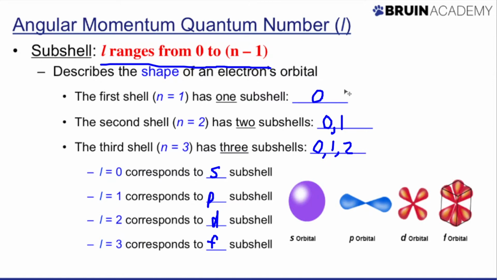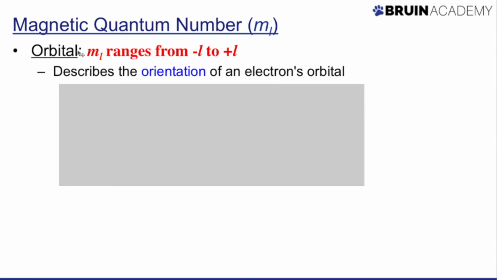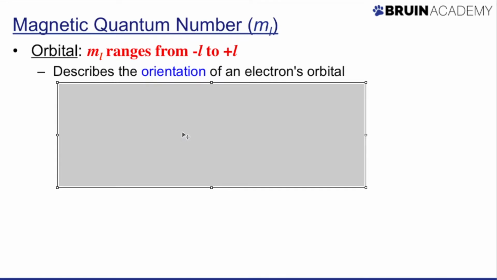So just remember that the first quantum number was shell, the second quantum number is subshell, and the third quantum number tells you the orbital, m_l, the magnetic quantum number. And m_l ranges from minus L to plus L. So notice how all these quantum numbers are related to each other. They're dependent on one another. And it describes the orientation of an electron's orbital.